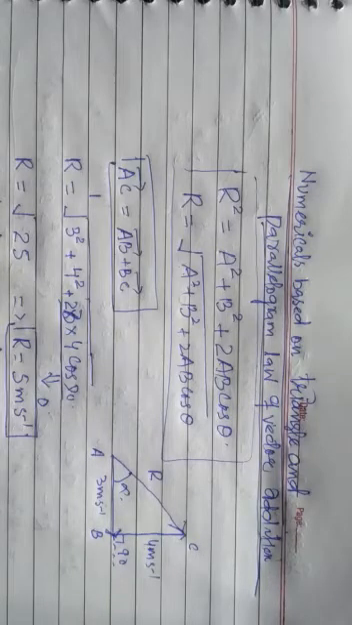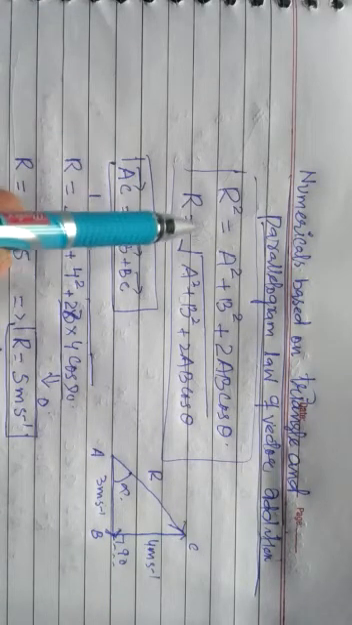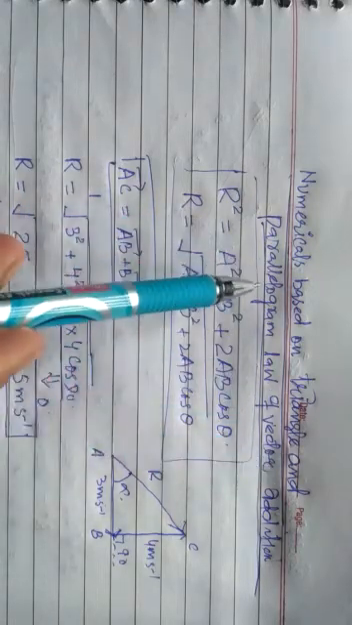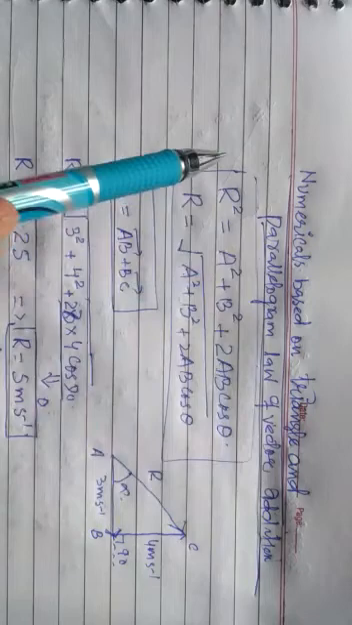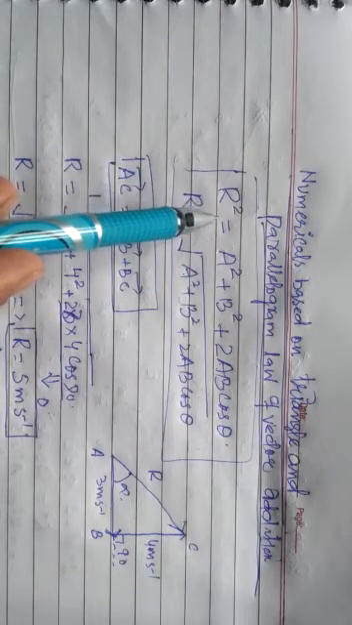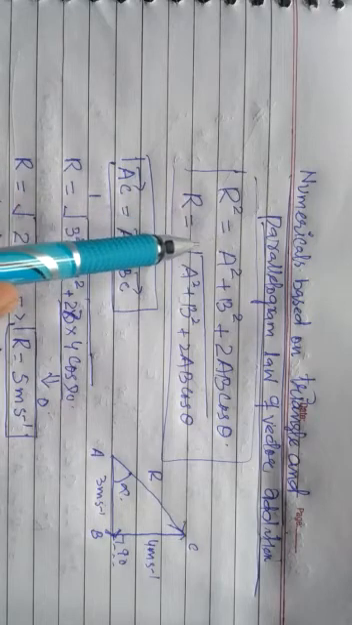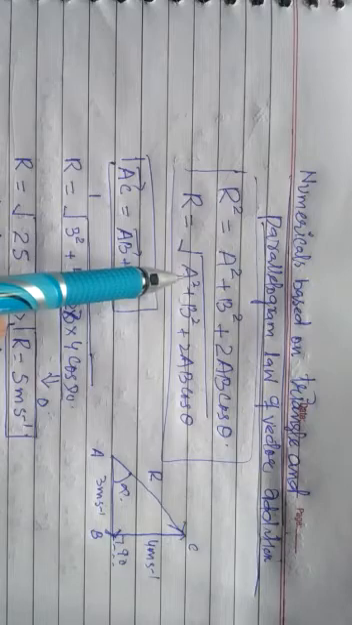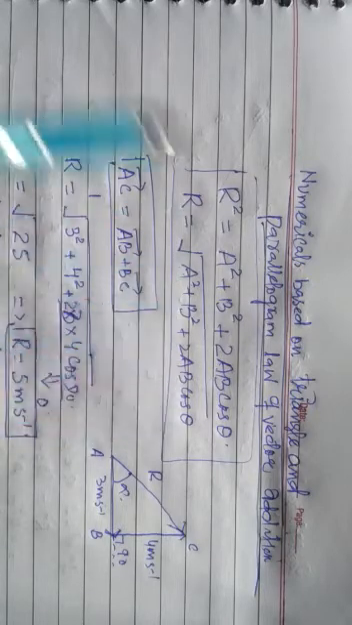Assalamu alaikum students. After having the knowledge of resultant of two vectors by triangle law of vector addition and parallelogram law of vector addition, we have read, and we finally concluded that the resultant of the two vectors is given as the under root of a square plus b square plus 2ab cos of theta.